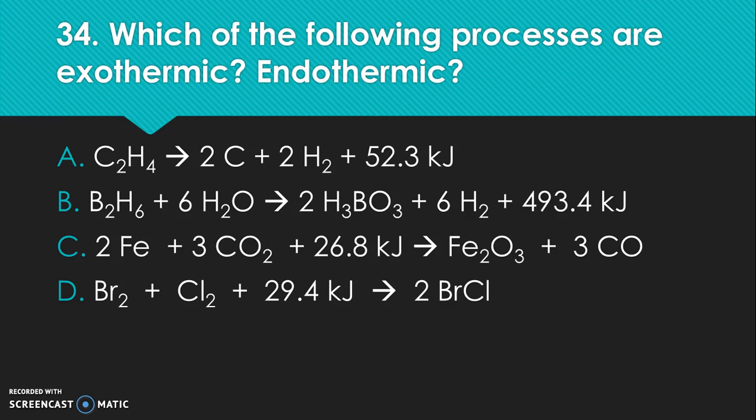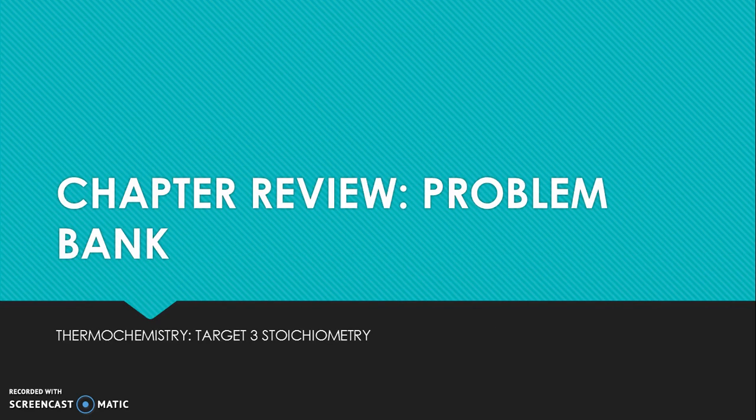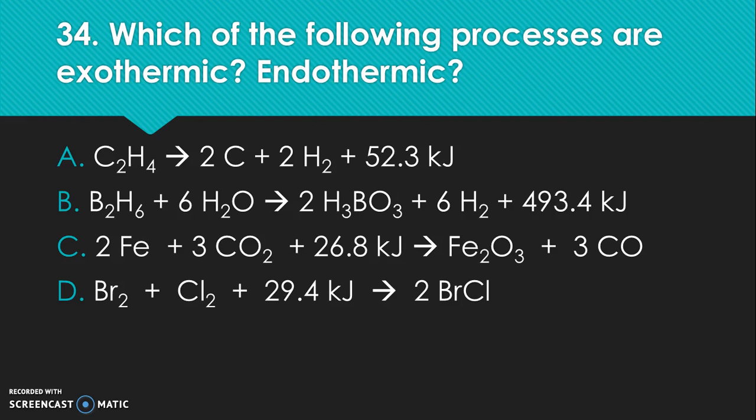picked up, on the side it says problem bank. It says chapter review problem bank. So it's the really dark black copy. So we want to figure out endothermic, exothermic.